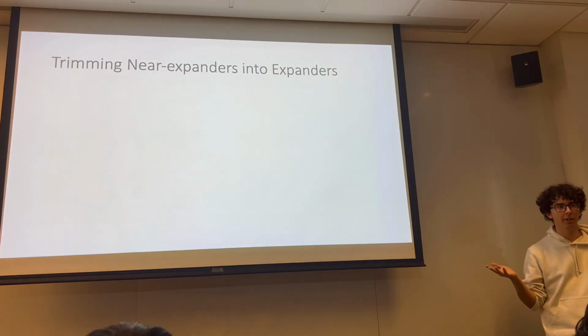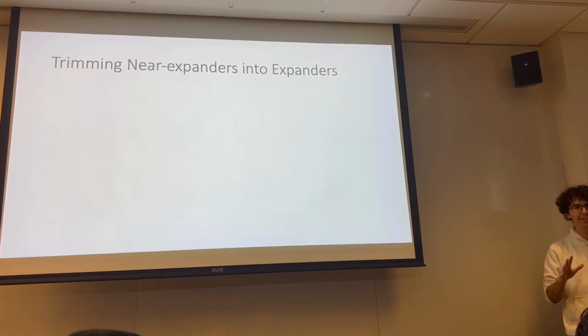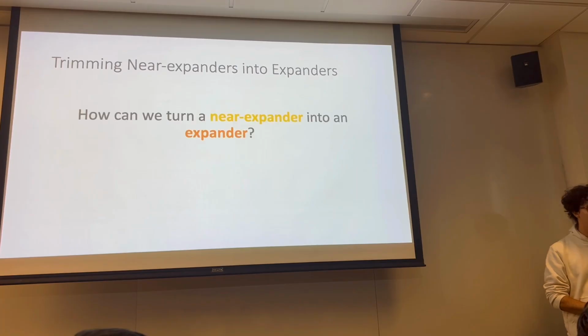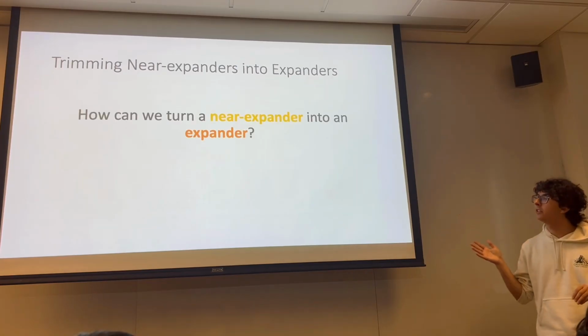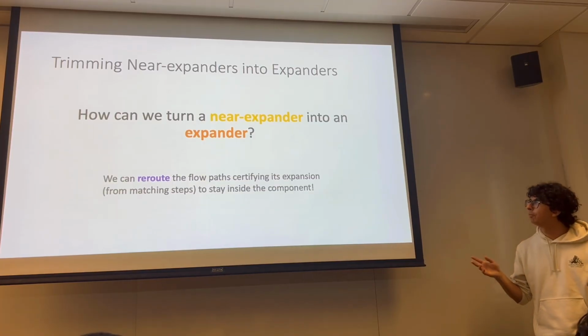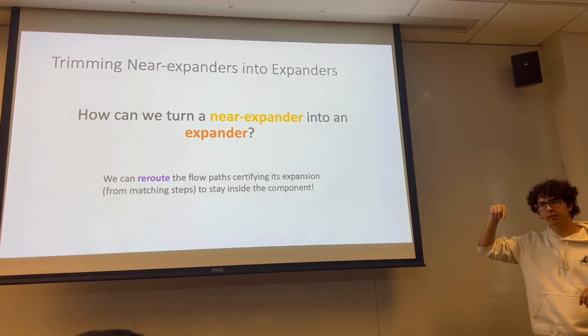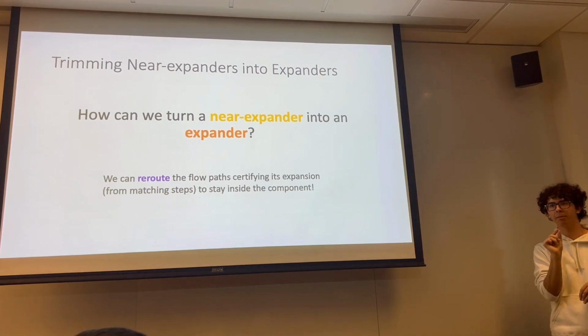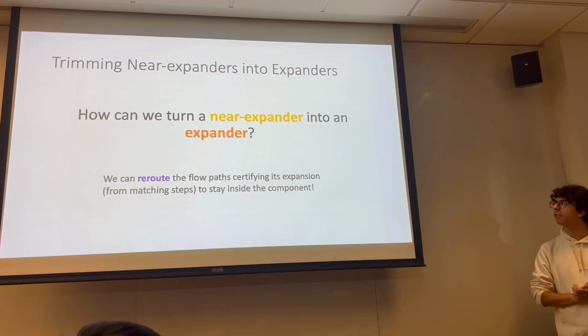Okay, so the last thing I need to talk about is we only get a near expander decomposition at this point. These are messy shrubs. They're not nice pretty bushes. So how do we deal with that? We need to turn these near expanders into expanders. The issue is that near expansion was defined with flow paths that don't necessarily stay in the right component anymore. So we have to reroute the flow paths somehow.